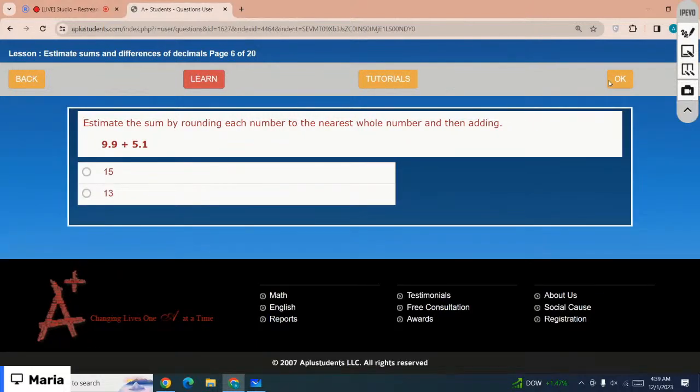Okay, estimate the sum by rounding each number. 9.9 plus 5.1, which is the correct option? 13? No. 9.9 is rounded off to 10 and 5.1 is rounded off to 5. That is 15. The correct option is 15.